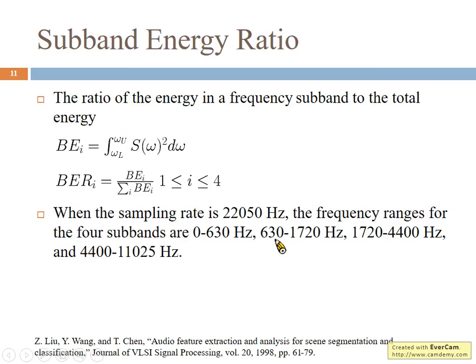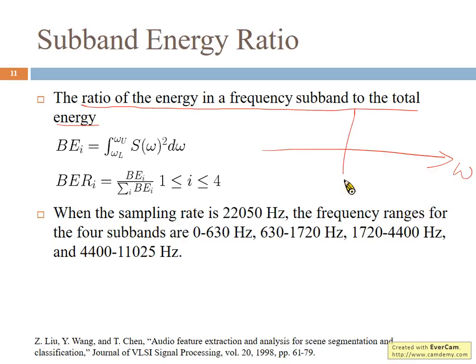The third spectral feature is called subband energy ratio. We try to calculate the ratio of the energy in the frequency subband to the total energy. So we can divide it. For example, this is the frequency domain, and then we may divide this frequency domain into several frequency ranges.